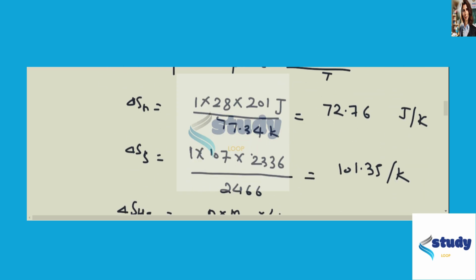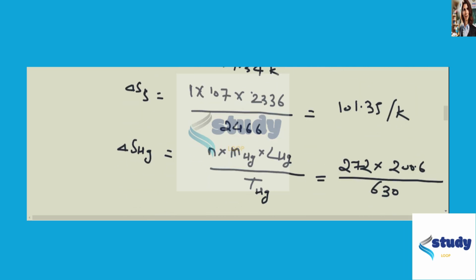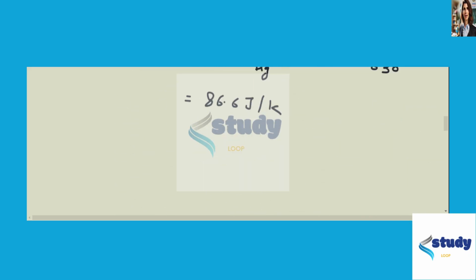So here nitrogen is in liquid form, silver is in solid form, and mercury is lying between solid and liquid. So the final answer will be: change in entropy of Hg, delta S of Hg, is equal to 86.6 joule per Kelvin.